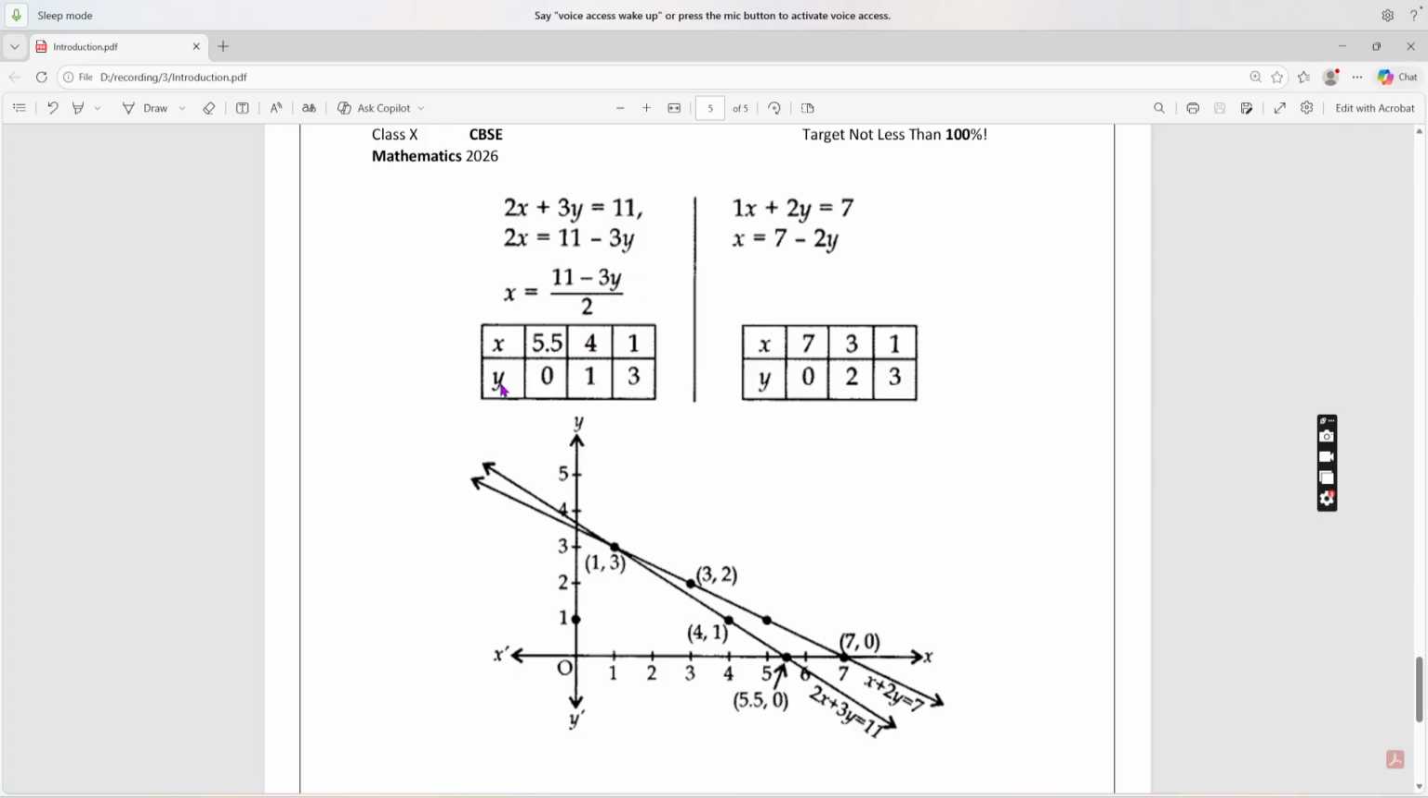Now I'm going to take y as 3. 3 threes are 9. 11 minus 9 is 2. 2 by 2 is 1. Again 1 is a natural number. It is very simple to represent these on the graph. Now here it is so very simple already.